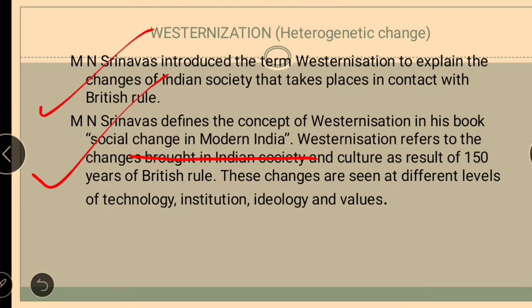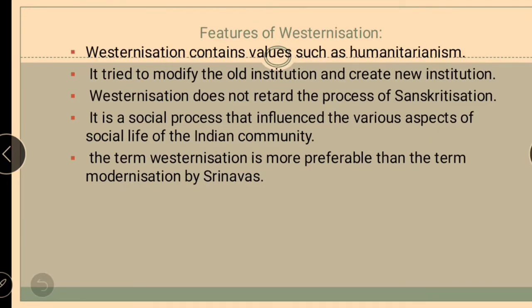So you can see the changes in the process of Westernization would be at different levels. It may be technological, institutional, ideological, or value-based, right? So these have already been discussed. So now let's move to its features. First one is it contains values such as the value of humanitarianism. If we compare Sanskritization and Westernization, the most important value that Westernization dealt with is humanitarian thinking, or you can say value. This implies it is mainly concerned with the welfare of the people.